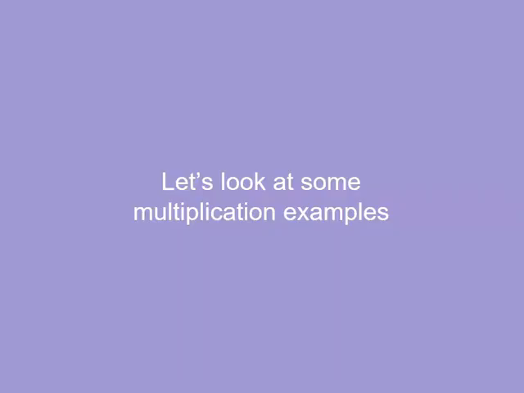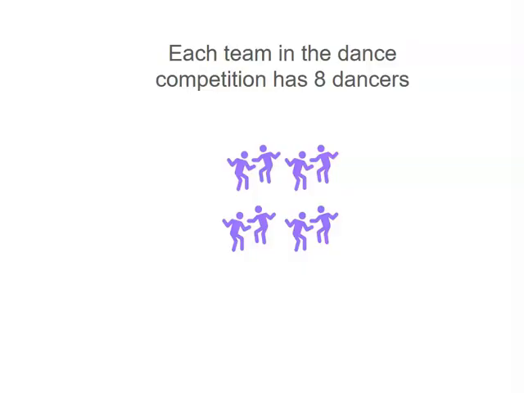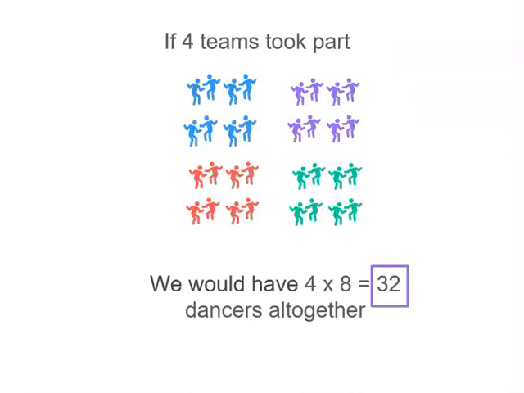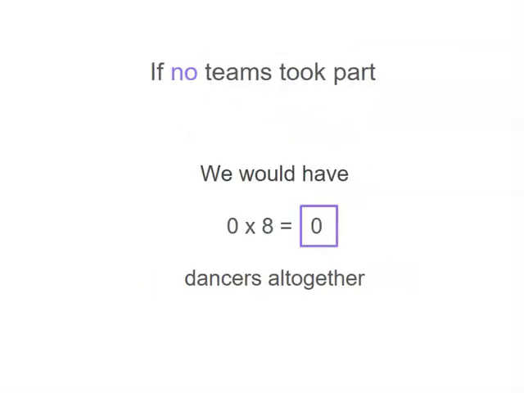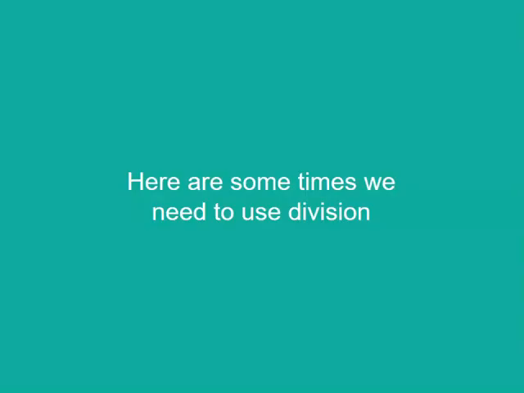Let's look at some examples now where we're using multiplication. Each team in the dance competition has 8 dancers. If 4 teams took part, we would have 4 multiplied by 8 equals 32 dancers altogether. 4 groups of 8 dancers makes 32. If no teams took part, we would have 0 multiplied by 8 equals 0. So no dancers are taking part.